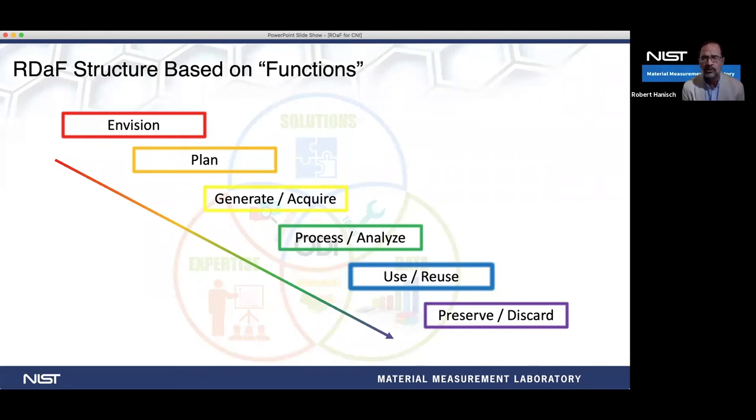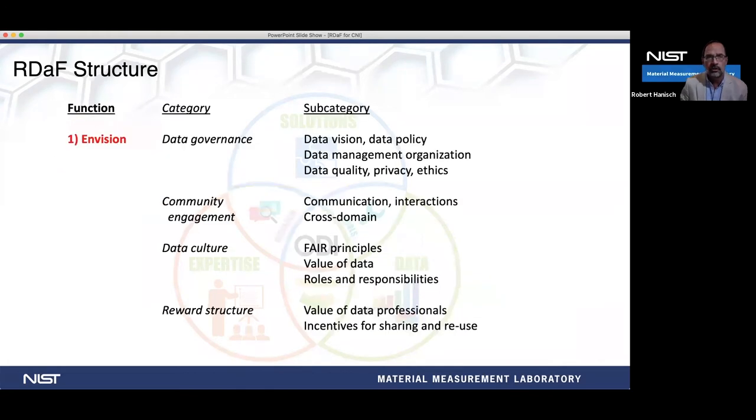The outcome of the workshop last year and subsequent work by myself and colleagues at NIST has come up with these six basic functions which form the primary components of the framework. And they're very much analogous to the research data lifecycle: envisioning, planning, generating and acquiring, processing and analyzing, using and reusing, and then ultimately preserving or choosing to discard data. Each of these functions has categories and subcategories.